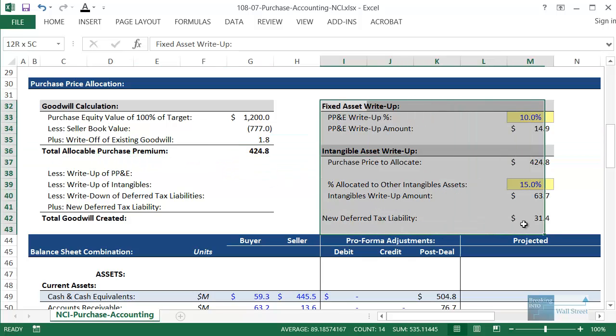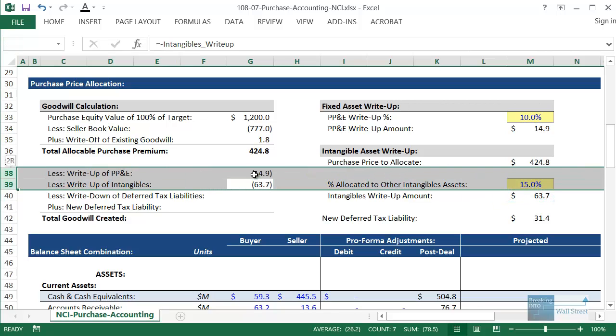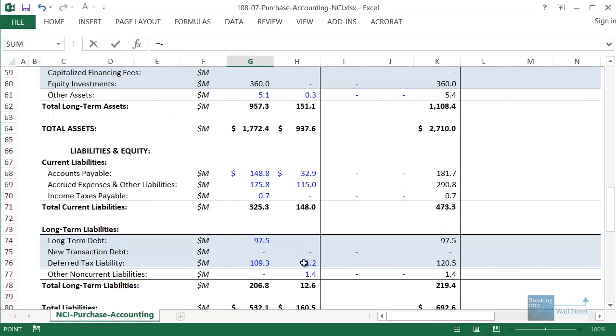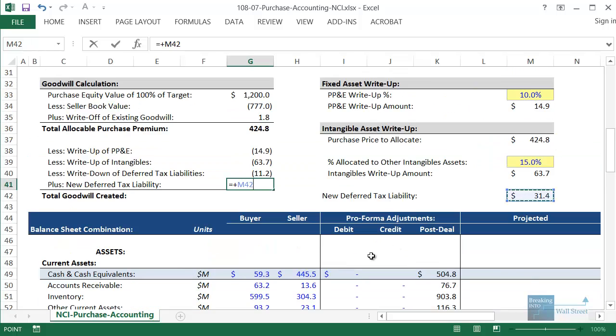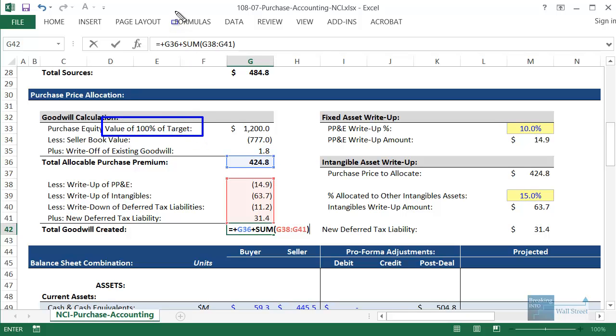I've already made some calculations over here for the write-ups just because it's not the main focus in this lesson, so I'm not going to go into it here. But we have write-ups of PP&E and intangibles, again, just like you would in a normal M&A deal. And then we're going to write off the seller's existing deferred tax liability down here. And then we're going to create a new deferred tax liability. We're skipping over the rationale for this because it's just not the focus of this lesson. But long story short is that purchase price allocation itself is very similar. The only difference is that regardless of the percent stake acquired, you always start with the value of 100% of the target and base it on that. So we have our goodwill.